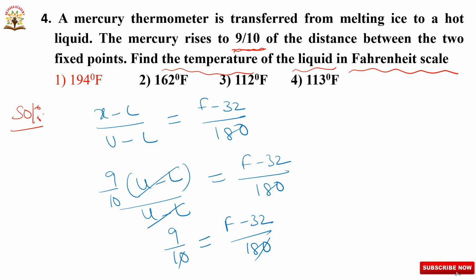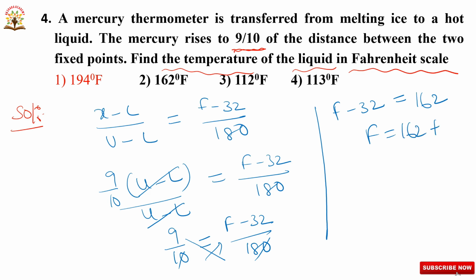0 0 gets cancelled and we are taking cross multiplication. Then we get F minus 32 is equals to 18 9s are 162. So F is equals to 162 plus 32, 194. So the temperature of the liquid in Fahrenheit scale is 194 degree Fahrenheit. This is the final answer. Okay. Next we will go to the next question.